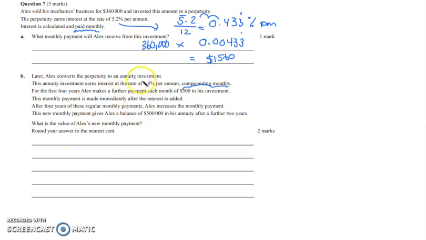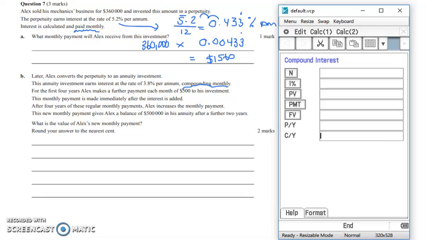So this is a 2-part question. We've got a first part of our investment, and then after a certain amount of time, the investment has changed. So what we can do is we can get our calculator out and we can use our compounding interest formula and work this out in 2 parts. So we know that from the question it is 3.8% compounding monthly. So we can put these values in here.